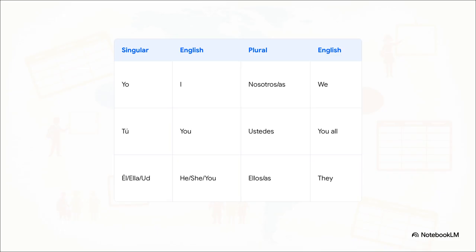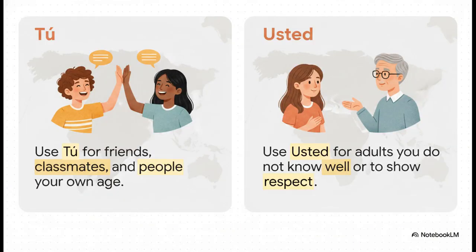Awesome job. Now, what's culturally fascinating here is the nuance behind the word you. In English, you is just you, whether you're talking to your best buddy or, say, the president. But Spanish actually has two distinct ways to say it. First, we have tú. You're going to use this informal version with your friends, your classmates, or basically anyone your own age. Then we have usted. You use this formal version with adults you don't know super well, teachers, or really anyone you want to show a little extra respect to. It's kind of like a built-in sign of politeness.